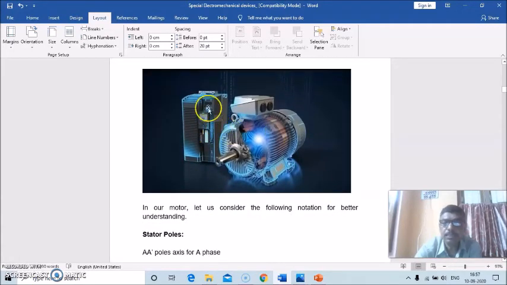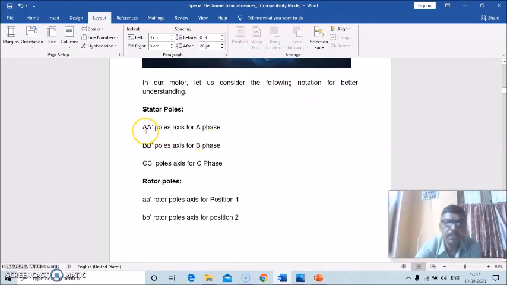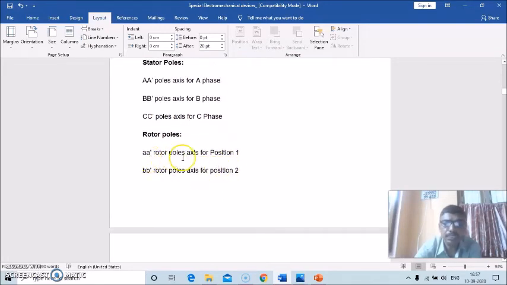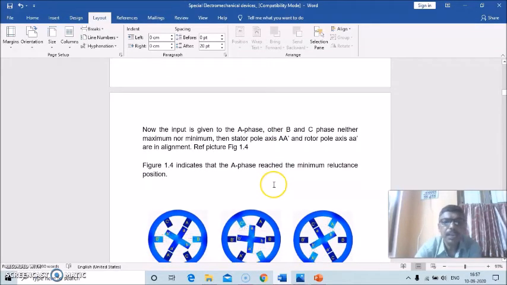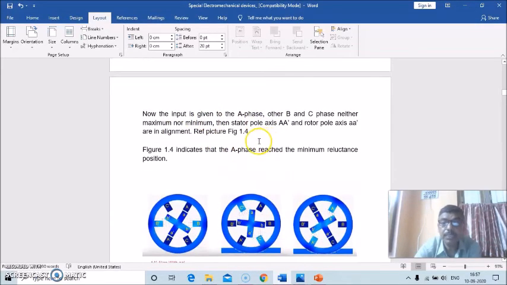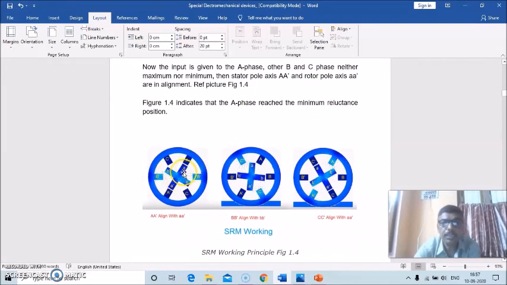So this is a picture of an SRM, switched reluctance motor, and for better understanding we say stator pole AA dash is the pole axis for A phase, BB dash is the pole axis for B phase, and CC dash is the pole axis for C phase. The rotor poles are small a a dash, the rotor pole axis for position 1, and small b b dash, the rotor pole axis for position 2. Now the input is given to the A phase, and the other B and C phases are neither at maximum nor minimum. Then the stator pole axis AA dash and the rotor pole axis small a a dash are in alignment, as shown here.